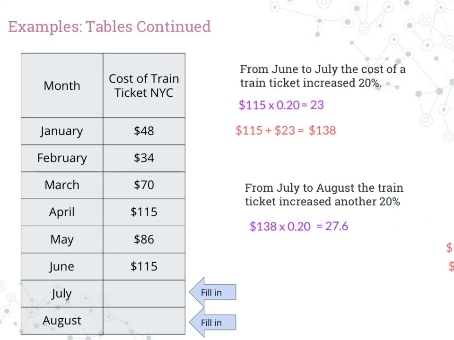When I multiply those together, I get $27.60. But again, that's not my final stopping point. That just tells me how much more money the ticket is going to cost me. So I'm going to have to add those together. $138 plus my $27.60 is going to be $165.60. So those are my final answers. Now I just need to make sure that I fill in my chart. So I've got $138 for July and $165.60 for August. Now let's take a look at a different kind of table.